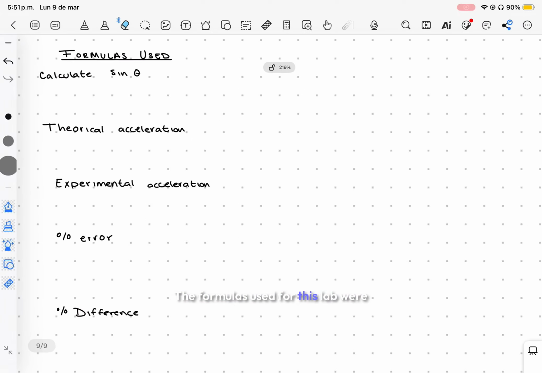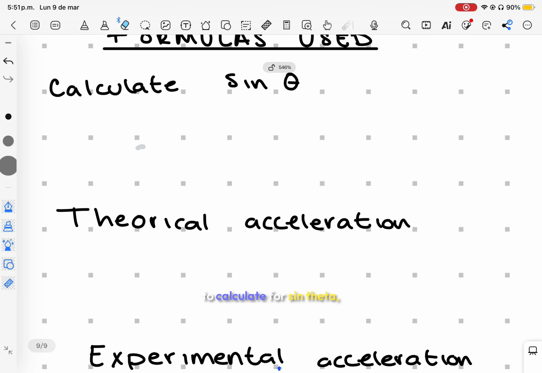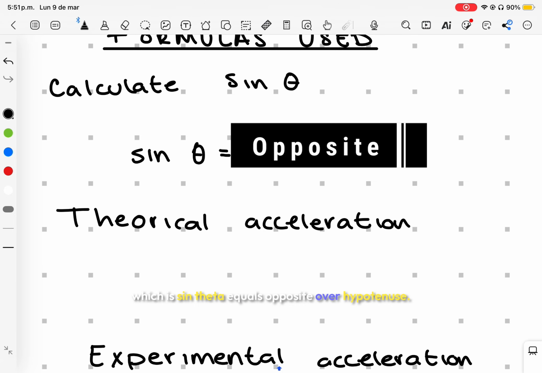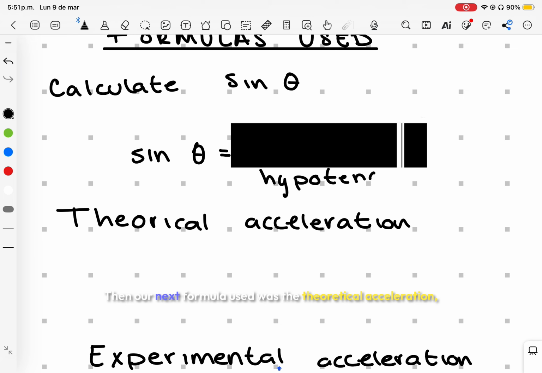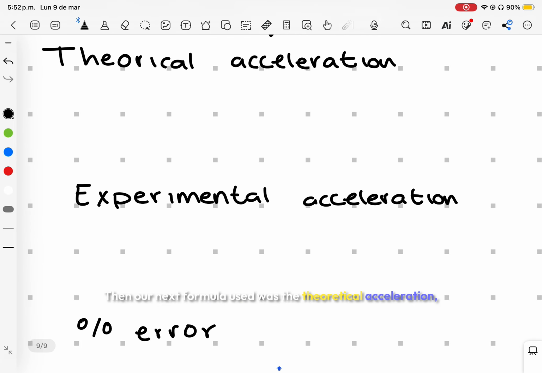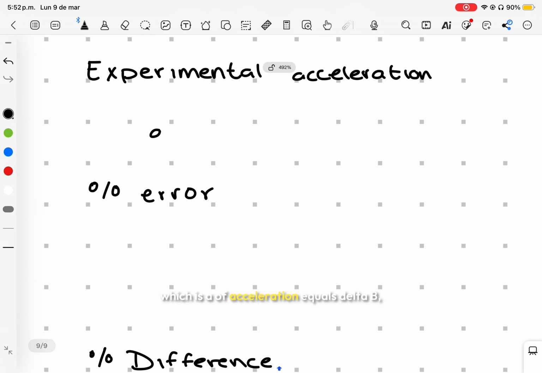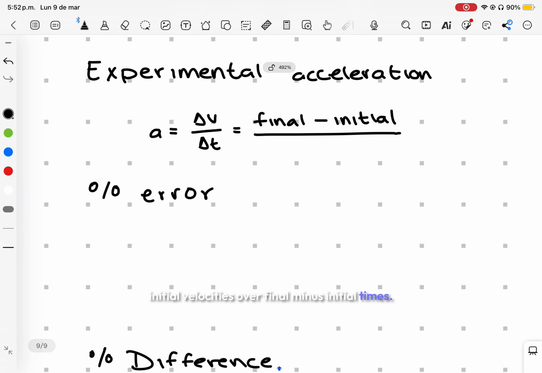The formulas used for this lab were, first, sin theta, which equals opposite over hypotenuse. Our next formula was the theoretical acceleration, which is a, acceleration, equals g, gravity, times sin of theta. Then our experimental acceleration, which is a equals delta v, the change in velocity, over delta t, the change in time, which is calculated by graphing the final minus initial velocities over the final minus initial times.